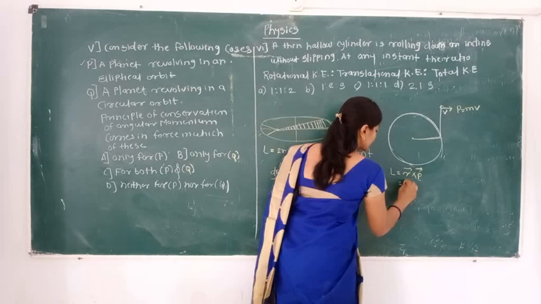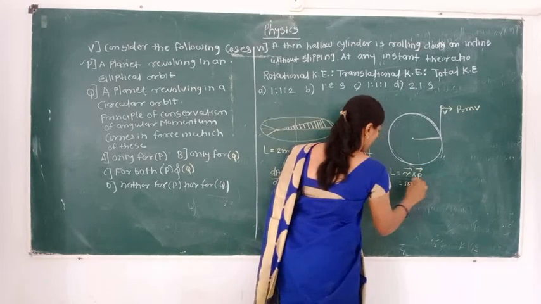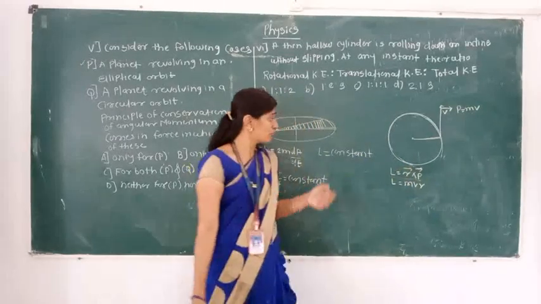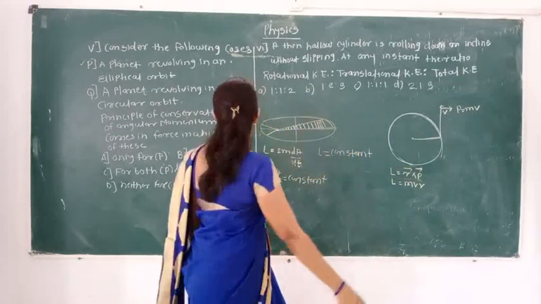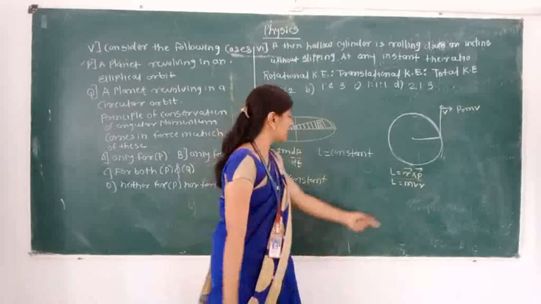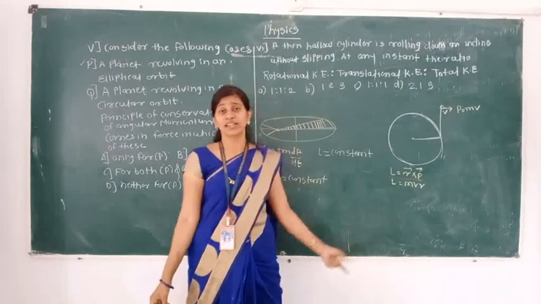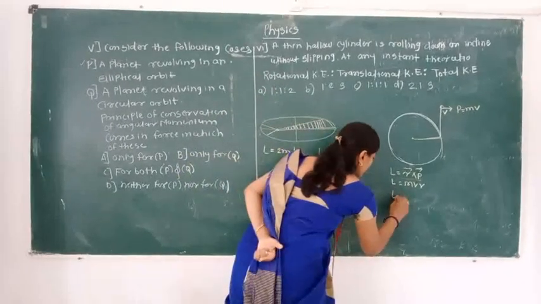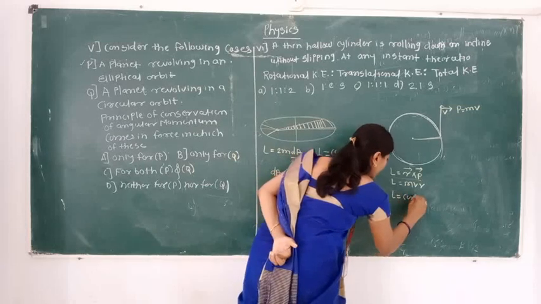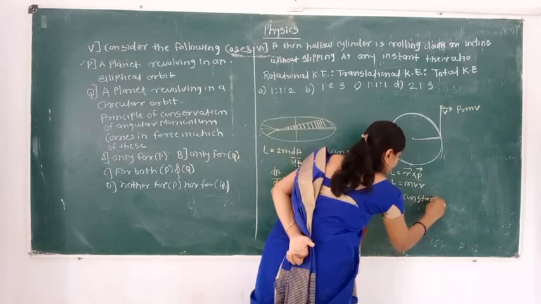So L is equal to mvr. So in that circular orbit also, when the planets are revolving in a circular orbit, in that case also the angular momentum L remains constant. So here L is an angular momentum and it is a constant.